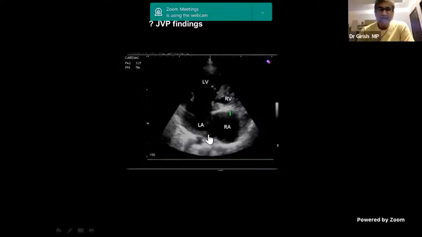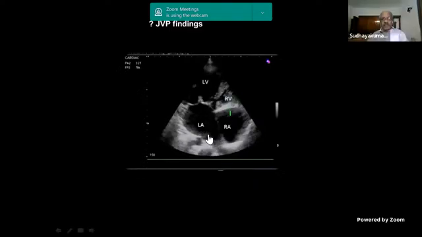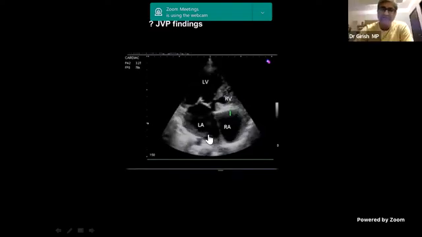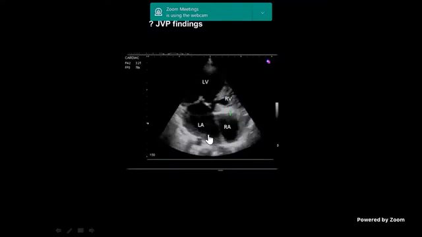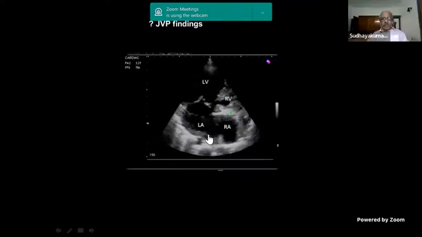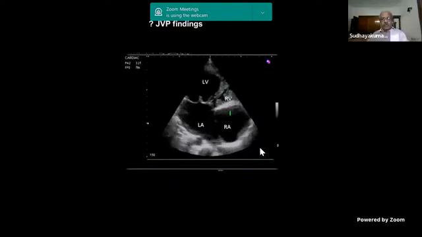Yeah. JVP finding. She has written prominent A wave, absent Y wave, absent V wave. They said tricuspid atresia, and because of that, prominent A wave. Okay, fine, good. That gets a double bonus.